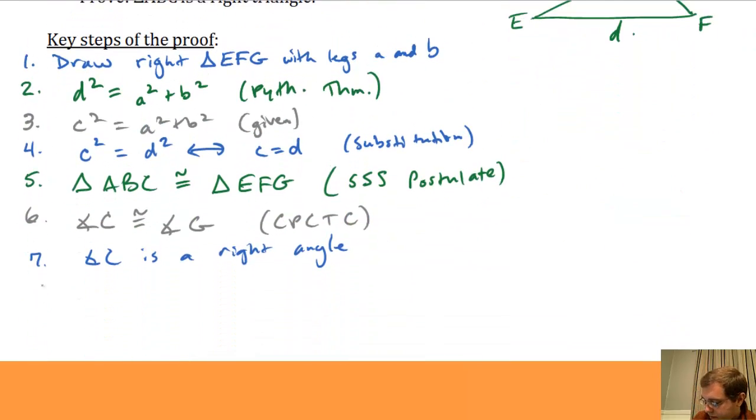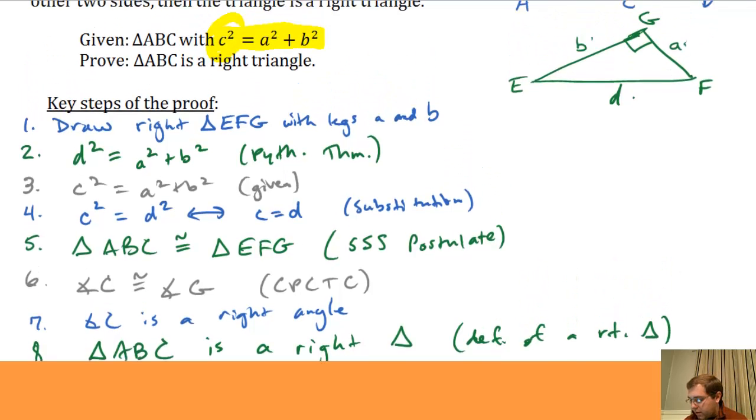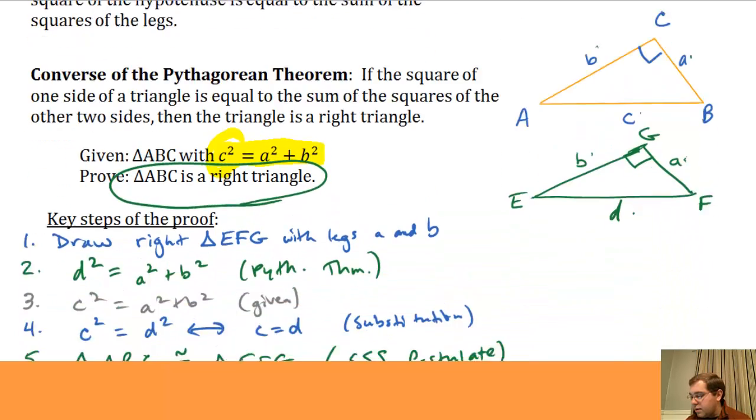Alright? If C is a right angle, what does that tell me about triangle ABC? Well, triangle ABC now has an angle that is a right angle, so triangle ABC itself is a right triangle, simply by the definition of a right triangle. So I reached my conclusion. Triangle ABC is a right triangle, knowing that C squared equaled A squared plus B squared. So the converse of the Pythagorean theorem is true. It holds.